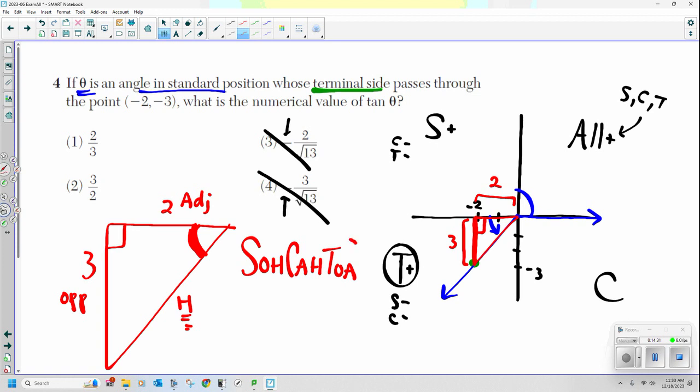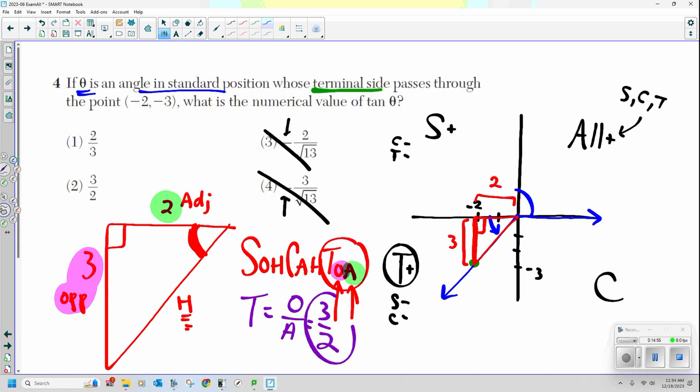All right? I need tangent. I only need the opposite and the adjacent. How wonderful that they already give us adjacent and they give us opposite, which is 3. So tangent is opposite over adjacent, which is 3 over 2. Positive. Done. Man, there's so much more in explaining these than there is in doing them. If you are comfortable with the material, these can go so much quicker.